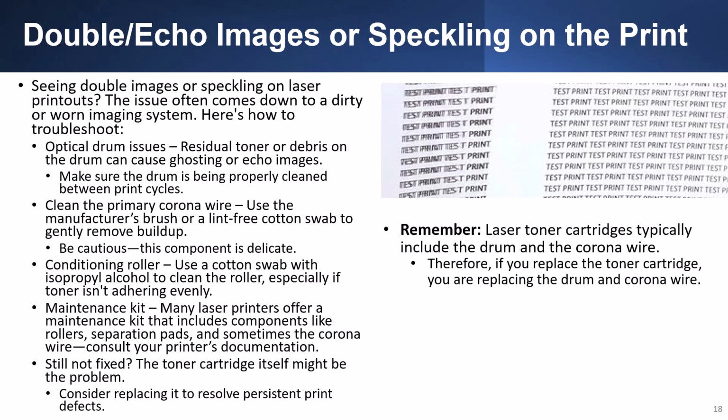Clean the primary corona wire. Use a manufacturer's brush or lint-free cotton swab to gently remove buildup. Be cautious, this component is delicate. Conditioning roller. Use a cotton swab with isopropyl alcohol to clean the roller, especially if toner isn't adhering evenly. Maintenance kits. Many laser printers offer a maintenance kit that includes components like rollers, separation pads, and sometimes the corona wire. Consult your printer's documentation.